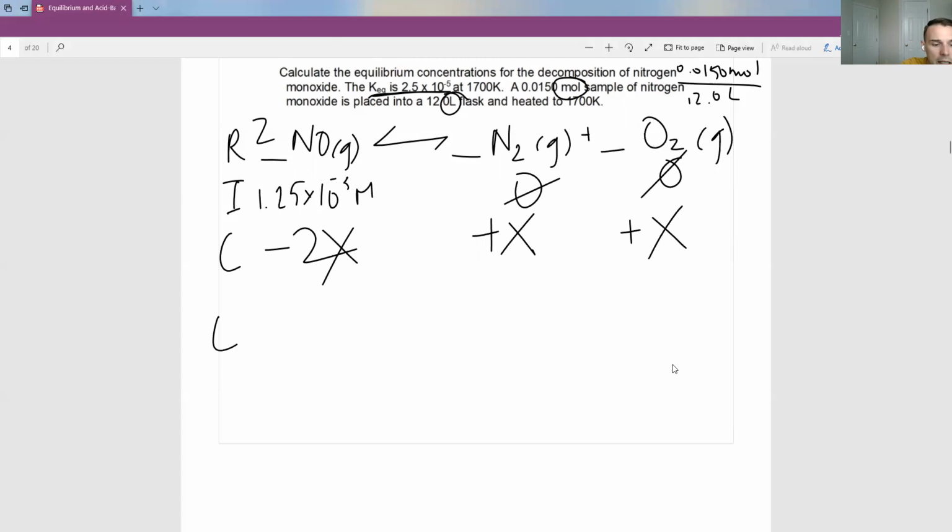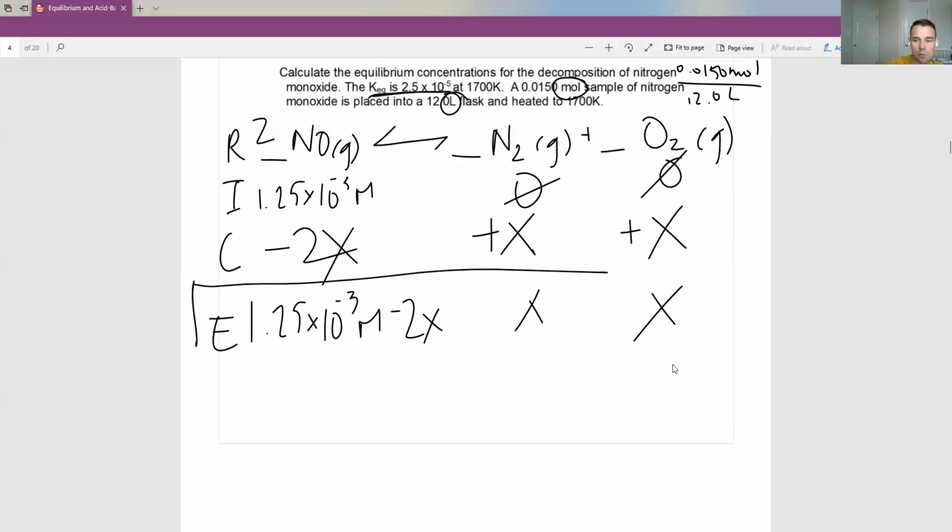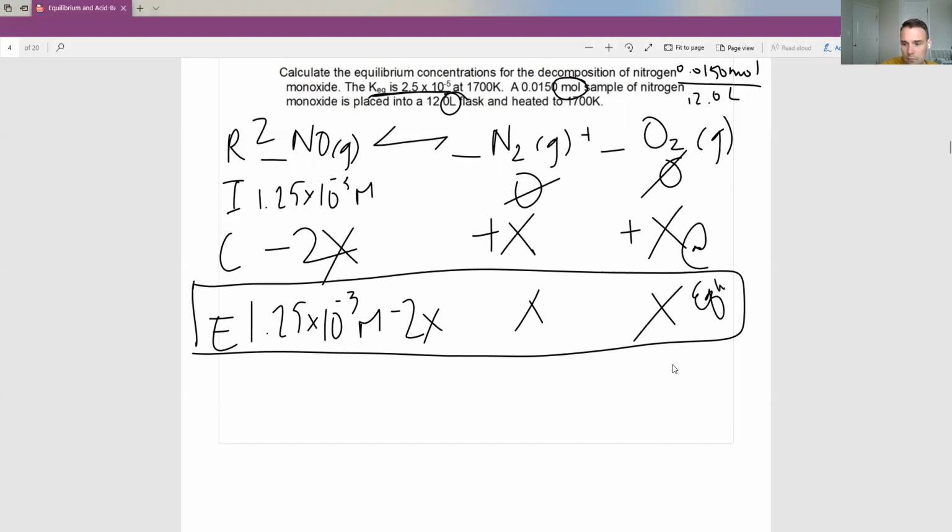And now for my E, I just combine the I and the C. So this would be 1.25 times 10 to the negative third molar minus 2x. This would just be x, and that would just be x. Now the E portion is when you're at equilibrium. So what I can do now, write out my KEQ expression.